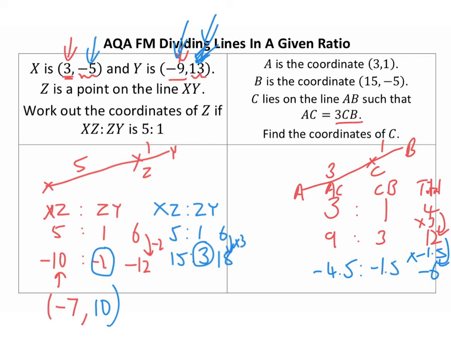So here go the answers. I've got to add 9 onto that, so that's going to be 12. And then I've got to take 4.5 off the y coordinate from 1, that's minus 3.5. So all you're doing, if you think about it, is splitting the horizontal movement up in the ratio, or sharing in that ratio, and splitting the vertical movement, it actually becomes pretty straightforward. Okay, enjoy.